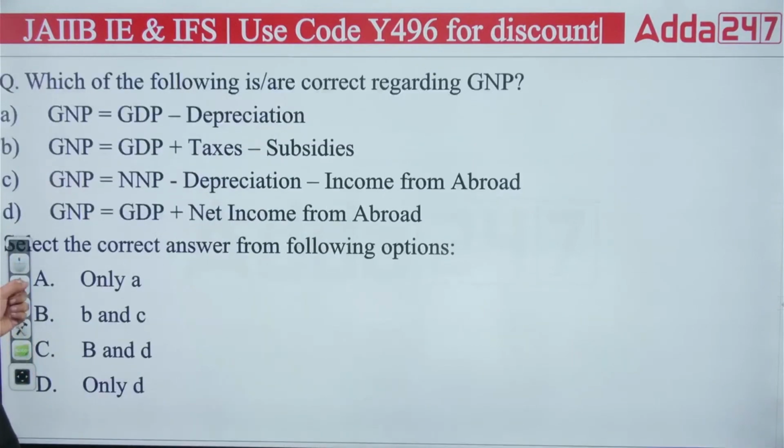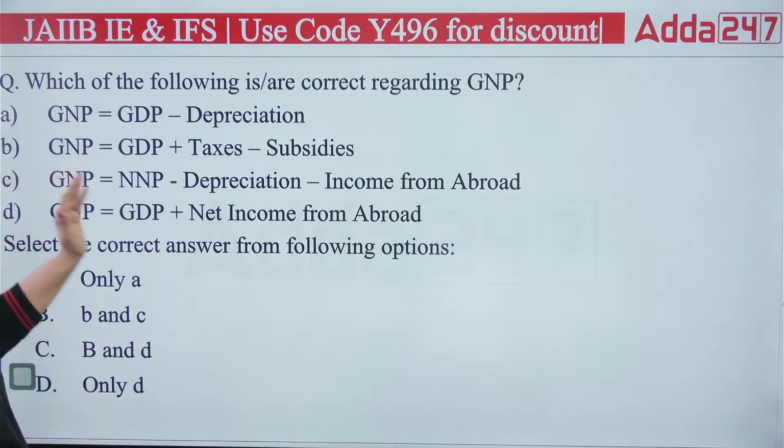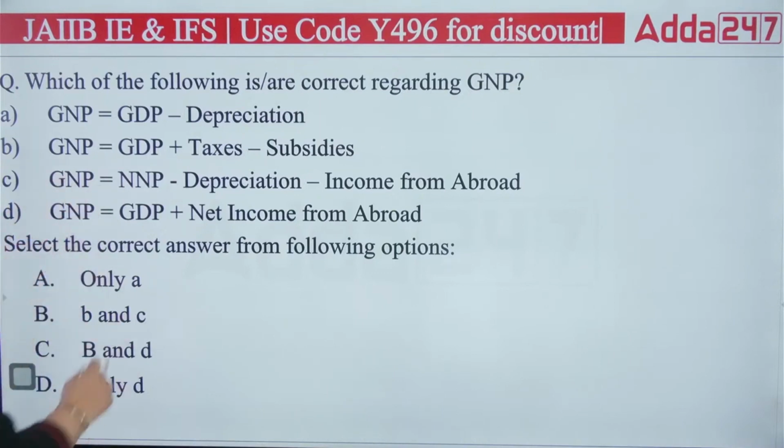Okay, next. Which of the following is/are correct regarding GNP? GNP equals GDP minus depreciation. GNP equals GDP plus taxes minus subsidy. GNP equals NNP minus depreciation minus income from abroad. GNP equals GDP plus income from abroad. Out of these, find the correct answer.